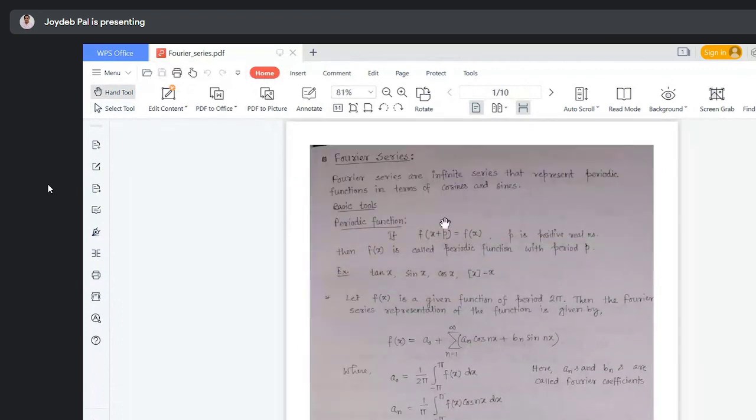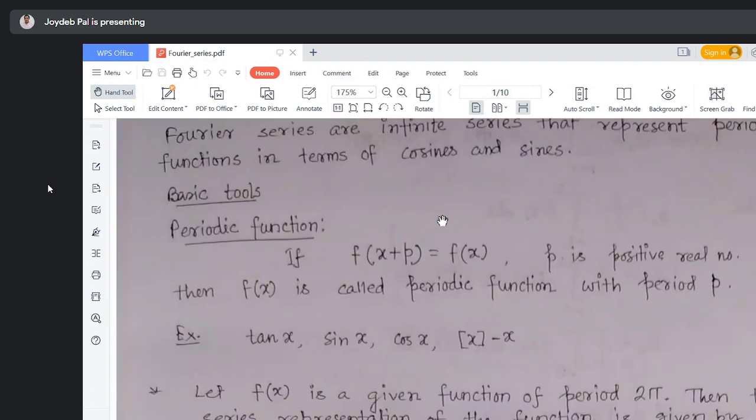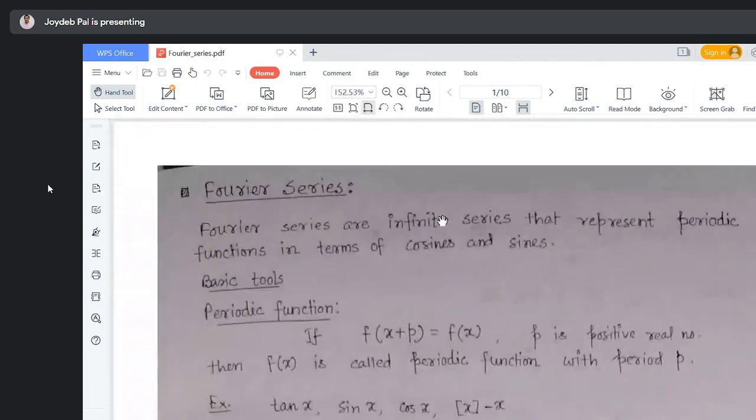So we are going to start a new chapter named Fourier series. I think it is chapter number 11. I did not remember exactly, but maybe from the textbook you search, it is chapter 11. Otherwise, in the next class, I will tell.